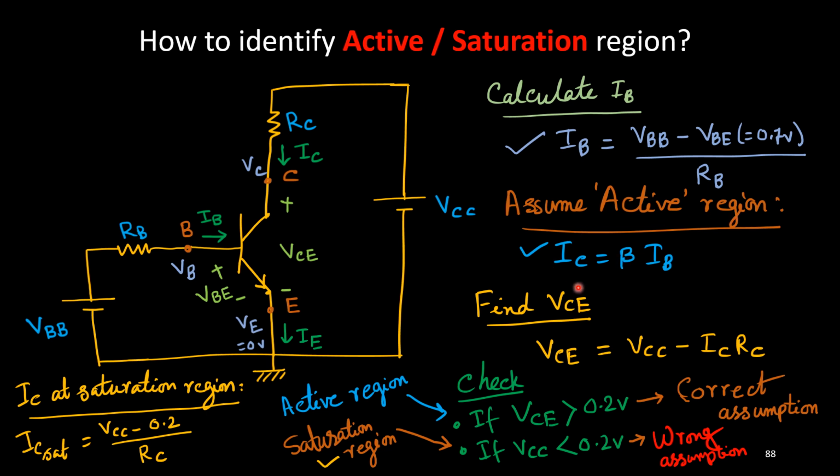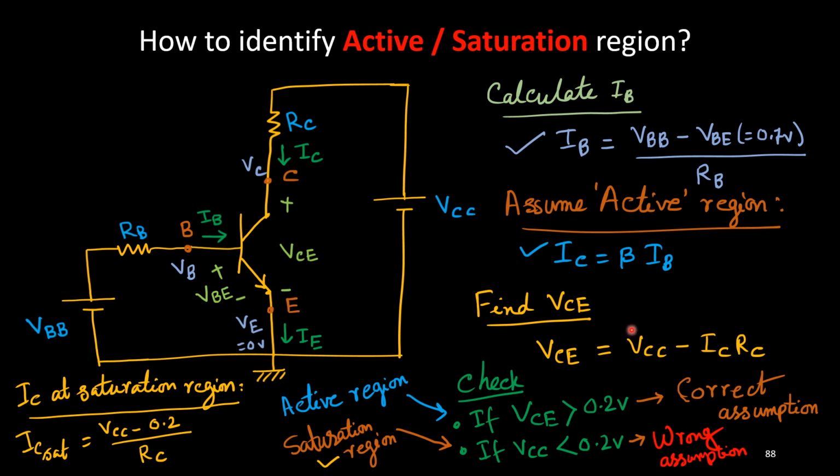So we'll start with the assumption of active region. We'll use IC equals beta IB. We'll calculate VCE. We'll check VCE. If VCE is more than 0.2, the assumption is correct, meaning it is active region, everything is fine. But if VCE is less than 0.2, some negative value, then obviously it is in saturation region. Suppose VCE becomes minus 10 volt. It is not true, because VCE cannot be minus 10 volt. VCE will saturate at 0.2 volt only.